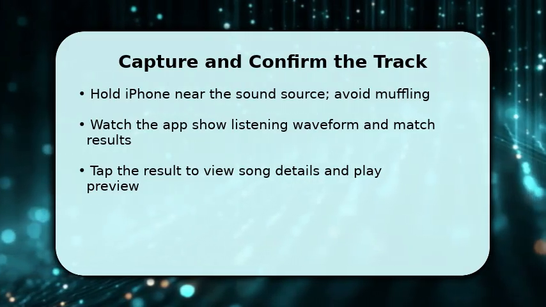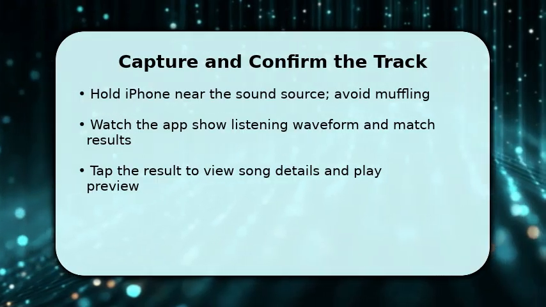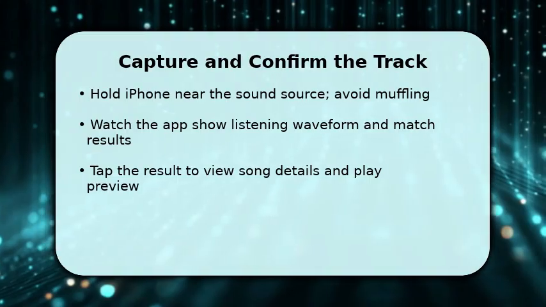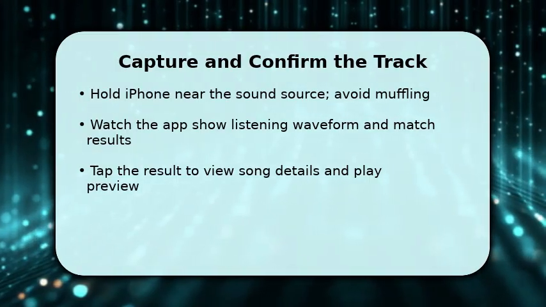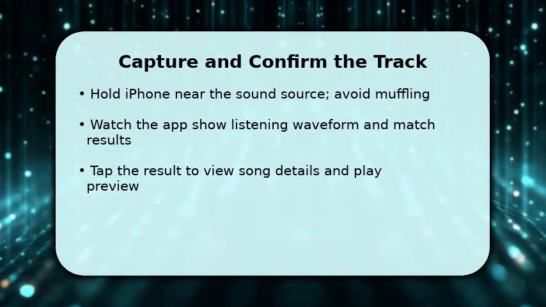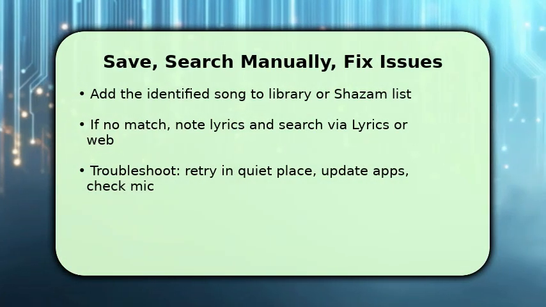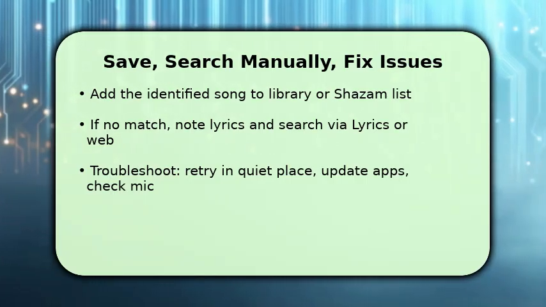When a match appears, tap it to see artist, album, and a short preview. Make sure to check multiple matches if offered, because live mixes or noise can return similar songs. If the preview matches, you can add it to your library or save for later. You'll finish by saving the match. Add the song to your music library or Shazam list so you don't lose it.